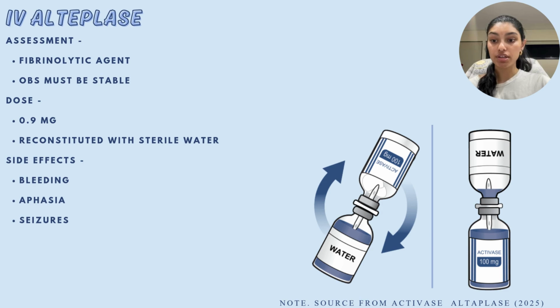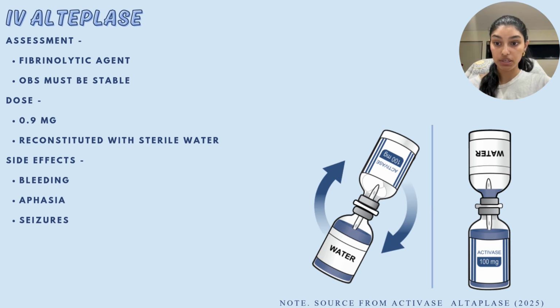For administration, there must be no evidence of a hemorrhage through the CT scan. Additionally, make sure Teresita's obs are stable and within range. It's also outlined the patient should be administered this drug as early as possible within 4.5 hours of symptom onset. As Teresita is a stroke patient, the recommended dose is 0.9 milligrams. This dose should be reconstituted with sterile water and given as a bolus over 1 minute.